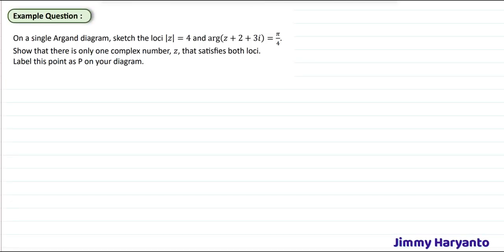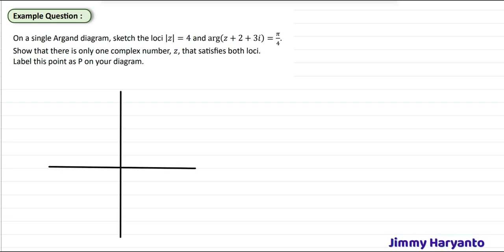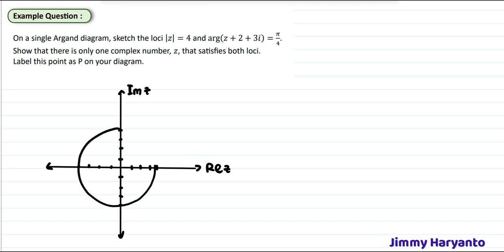Okay, sample question 1, sketch the loci. This time we have to draw two loci, with imaginary z and real z axes. The first one is a circle with a radius of 4: 1, 2, 3, 4 in each direction. Let me fix it a little bit. Okay, this one is our circle.